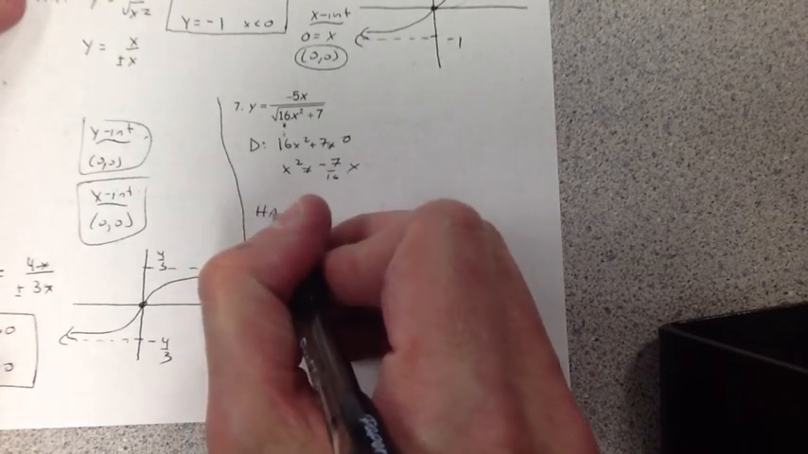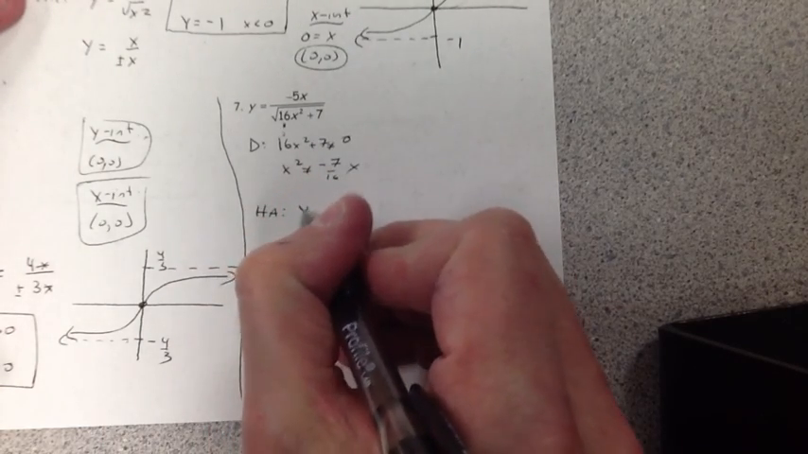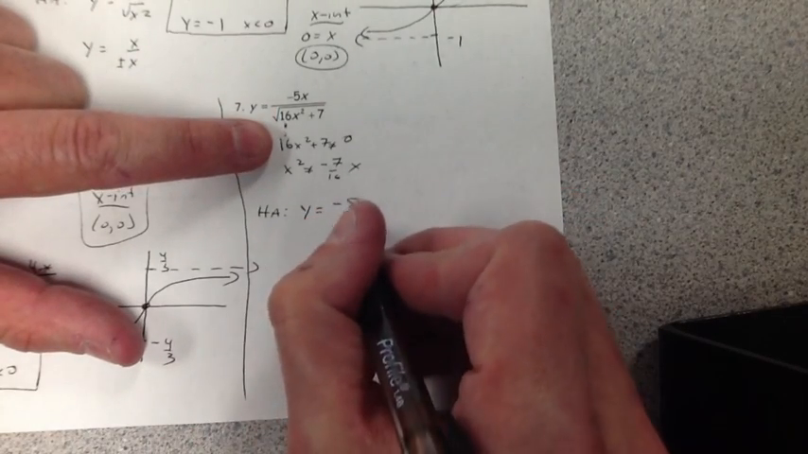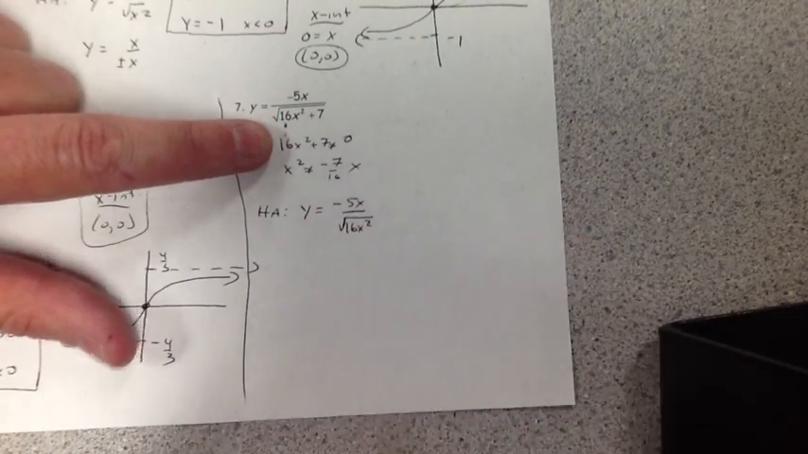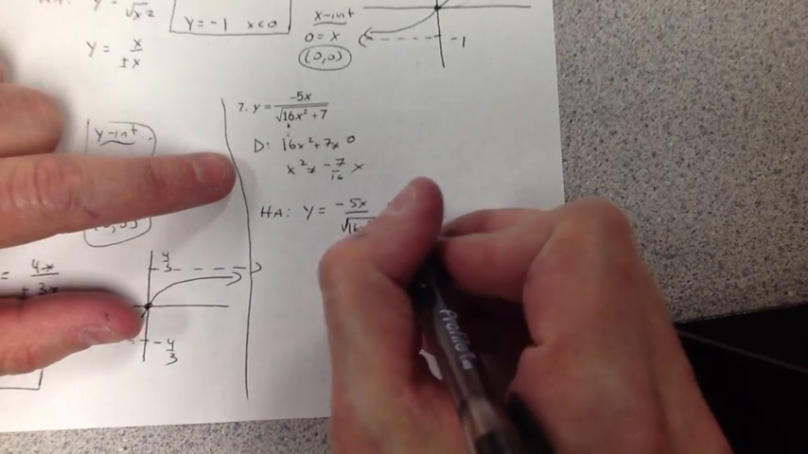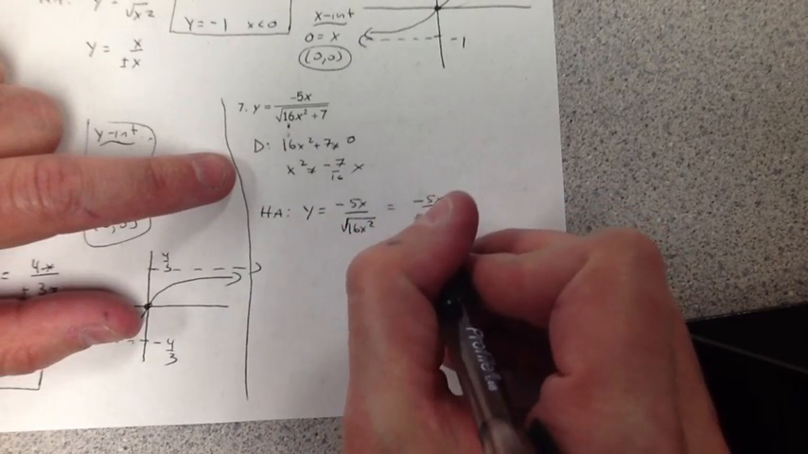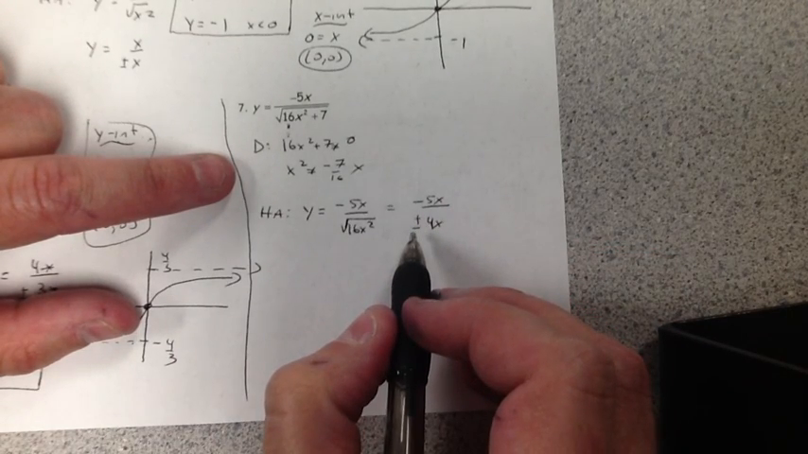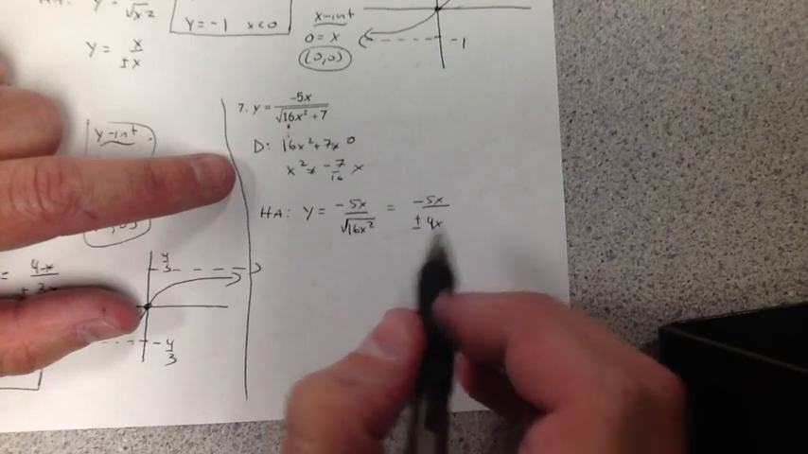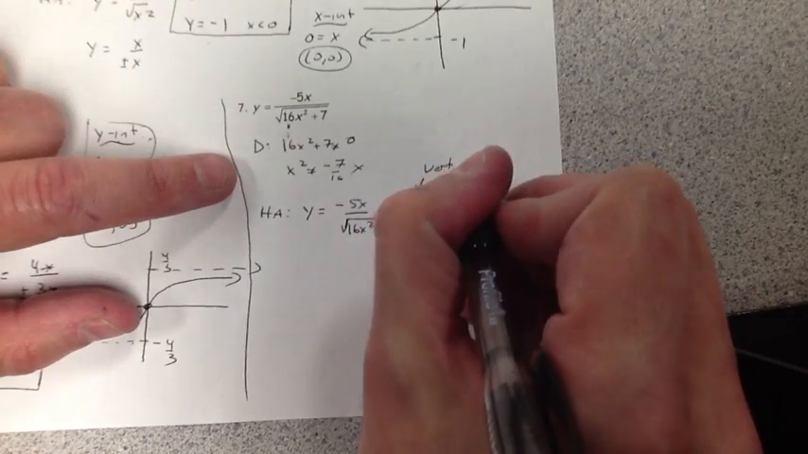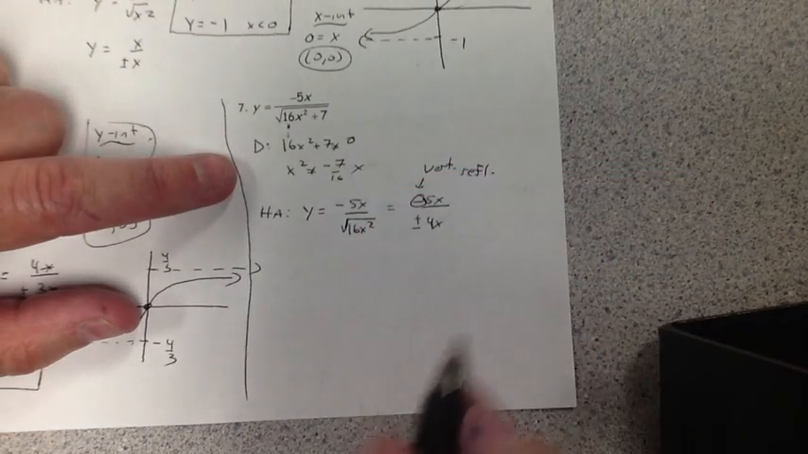So let's go straight to our horizontal asymptote. We go y equals, just like we've been doing before, negative 5x over, on the bottom, the square root of 16x squared. We don't worry about the 7 because x is getting so big that the 7 becomes basically infinitely small in comparison. So we get negative 5x over plus or minus 4x. Now, what does a negative over a plus or minus make, you may be asking? A plus or minus, but the negative will affect us because that's our vertical reflection. We'll talk about that in just a second.